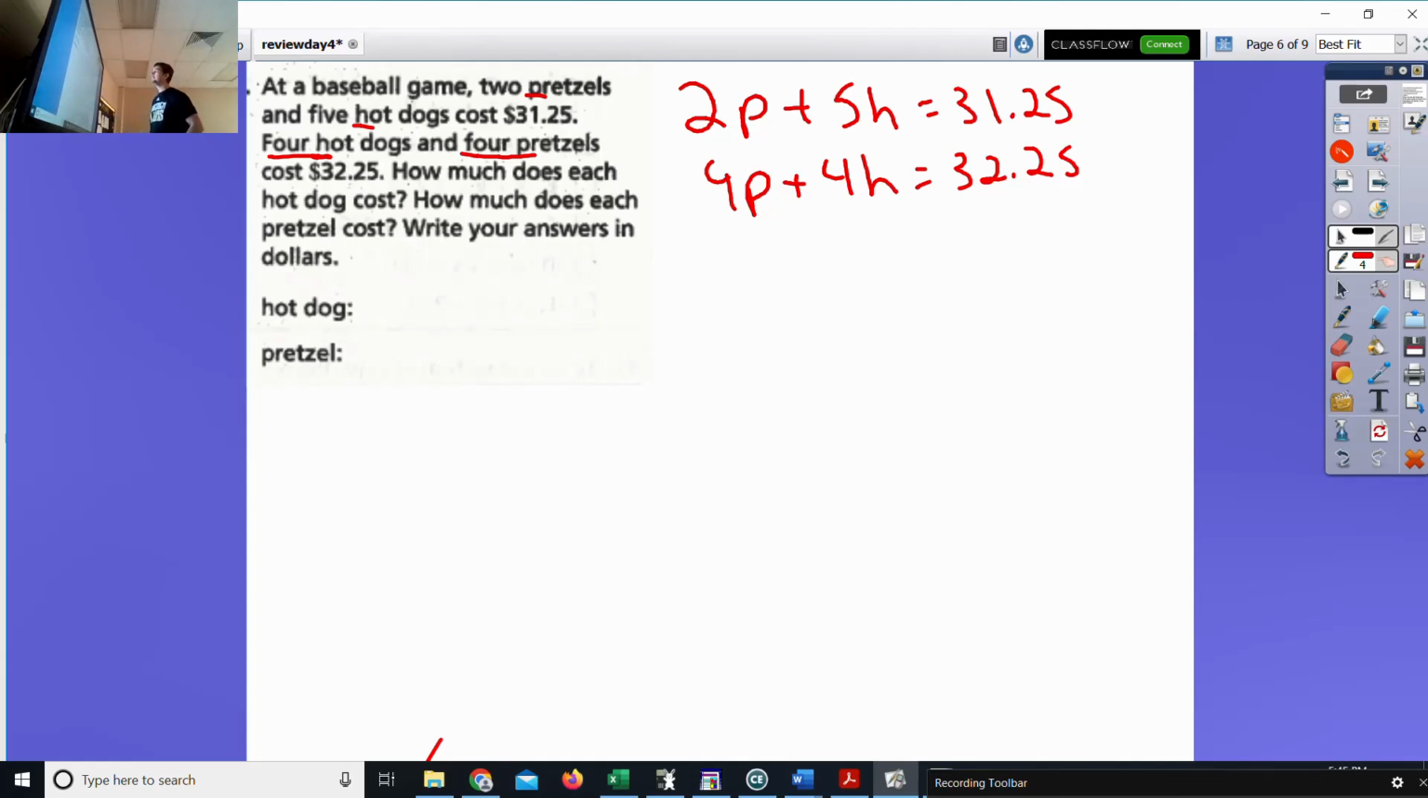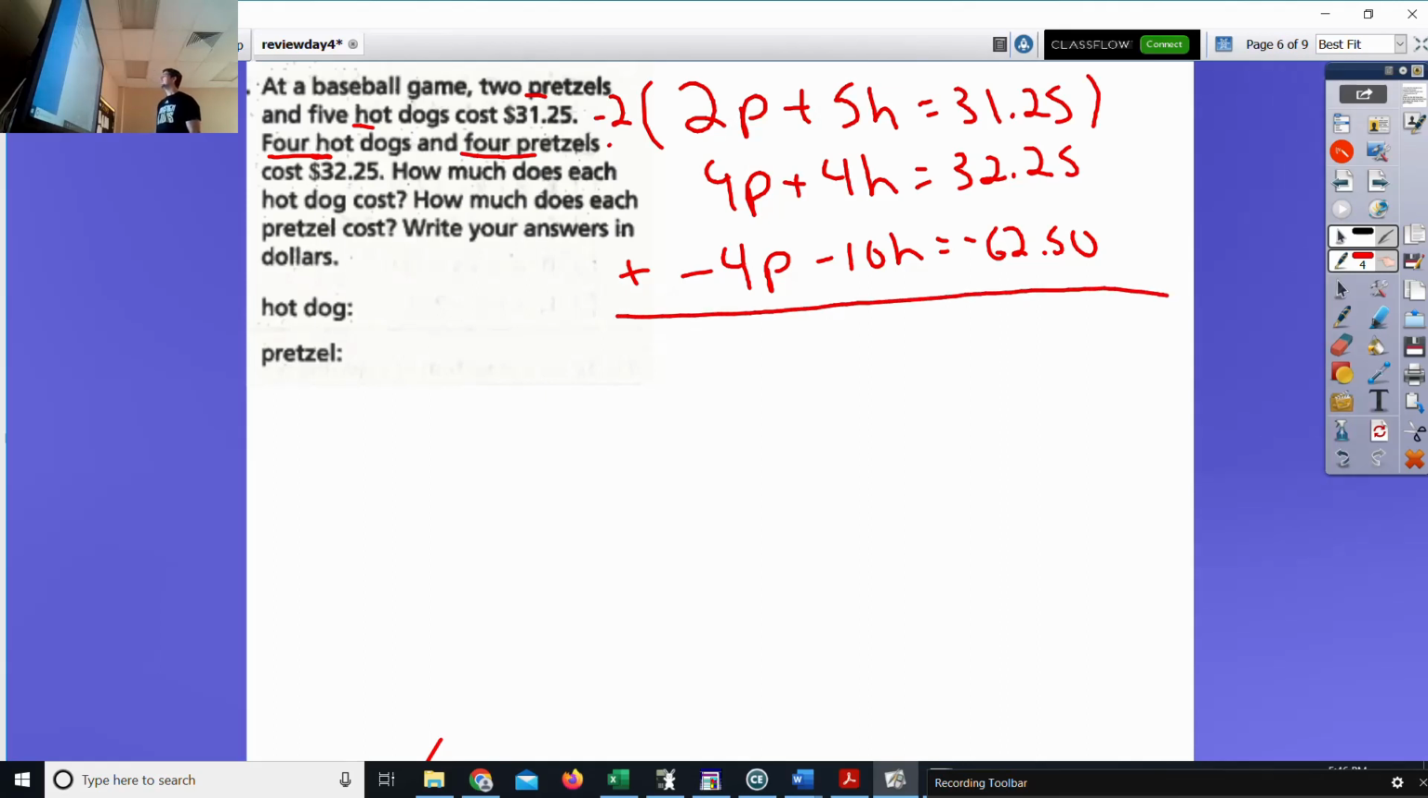Noise, kids. Noise. You do need to know how to solve these by hand. Plain and simple, you need to know how to solve them by hand. What I would do is I would do the elimination technique. I would take the top equation and multiply it by a -2. And that will make it negative 4P minus 10H equal to negative 62.50. And then I can add it on down. That'll give me a negative 6H equals a negative 31.25. Kind of odd it worked out that way.